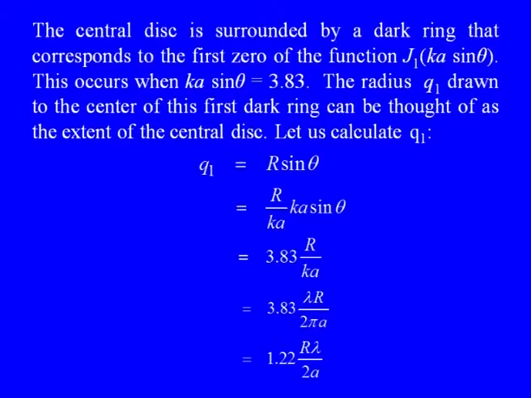So, I have that expression. Now, 3.83 divided by pi gives me 1.22. So, 1.22 lambda by 2a, where 2a is the diameter of the aperture.